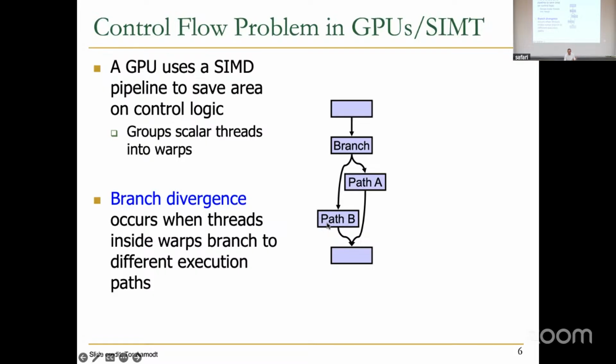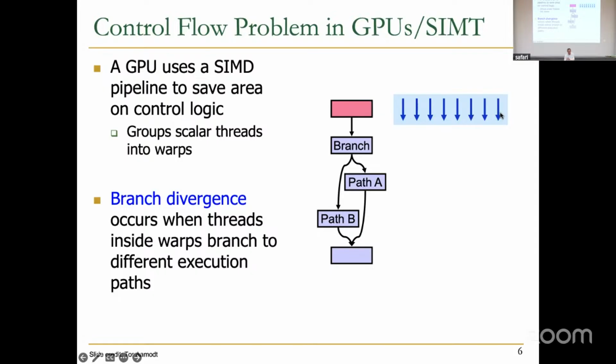And you do the opposite thing for path B. The threads that are taking path B, their mask is set to 1. The threads that are not taking path B in the warp, their mask is set to 0. And you execute path B, and you make sure that the threads whose masks are set to 0 don't update the register file, for example. That's the idea, basically. So let's take a look at this pictorially, if you will.